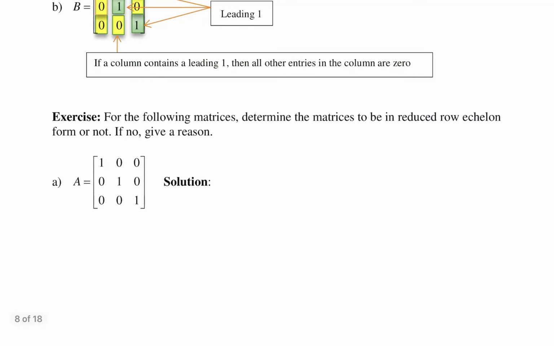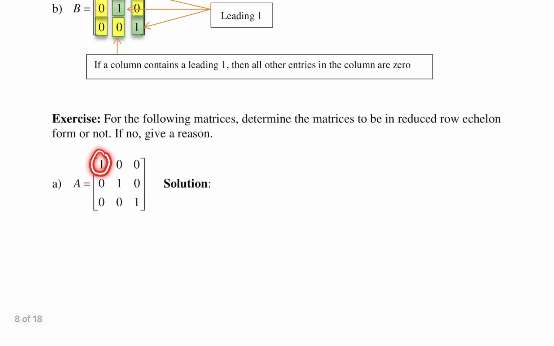So let's say here we have our matrix A. Here we want to determine whether it is in RREF or not. We have here our leading 1 and the other values are 0. Second column, we have a leading 1 and the other values are 0. Third column, you have a leading 1 and the other values are 0. And it also fulfills the first, second and third rule of RREF. So this one is RREF.